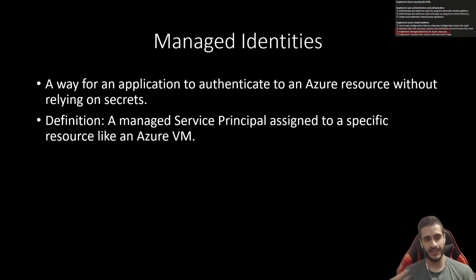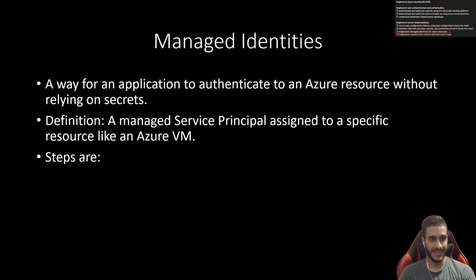Now, the more technical definition is that a managed identity is essentially a managed service principal assigned to a specific resource like an Azure VM. So when you enable managed identity on a specific Azure resource, behind the scenes, it actually registers a service principal that is automatically managed by Azure, meaning that it deals with things like client secret rotation and all of that. So you don't have to worry about the actual service principal, rather than having to manually register the application on Azure Active Directory.